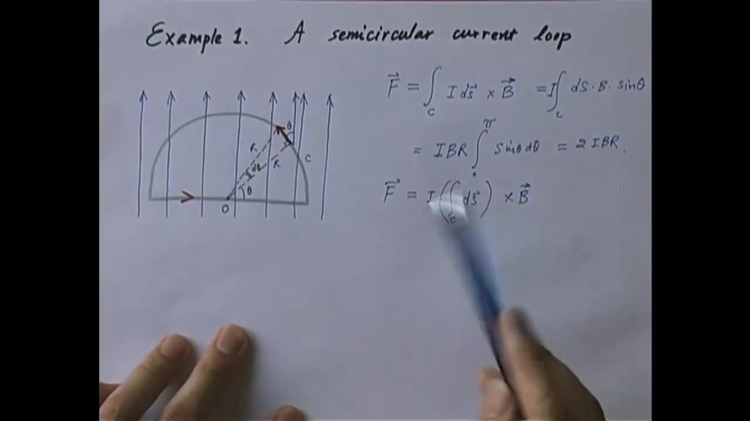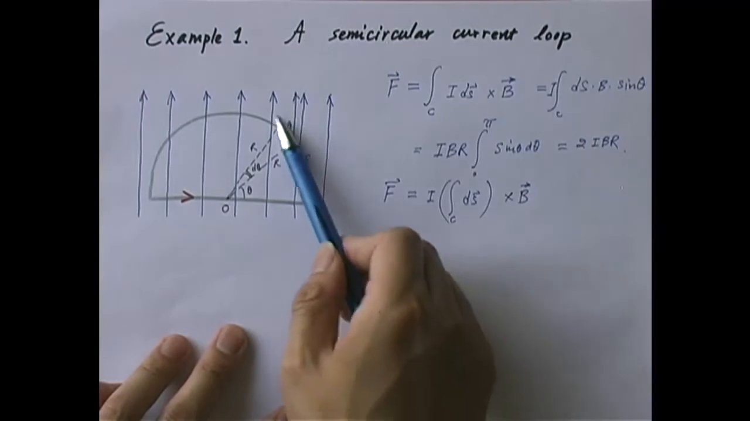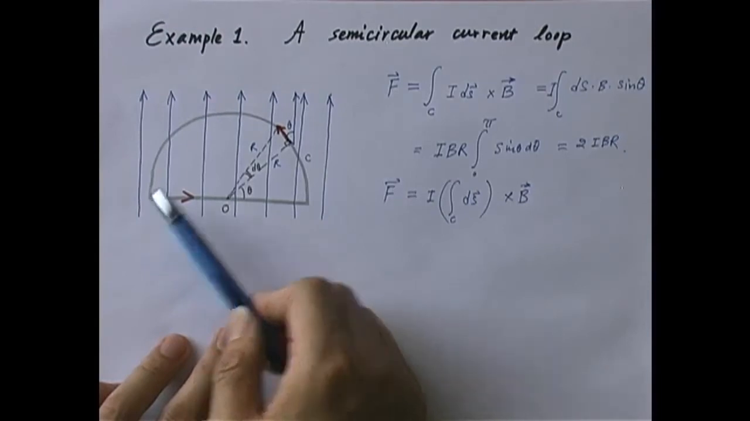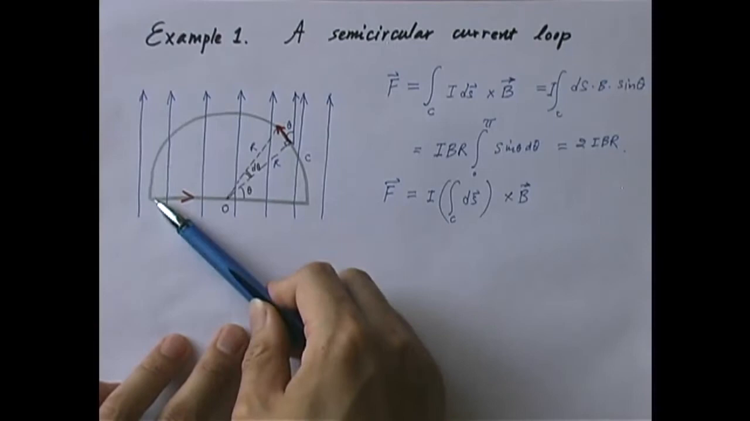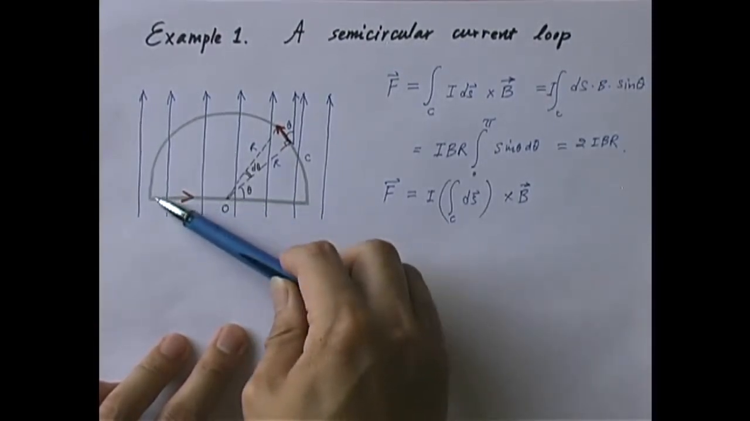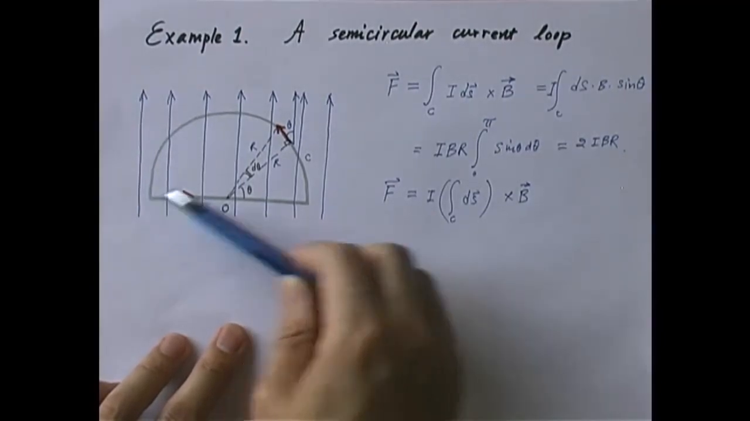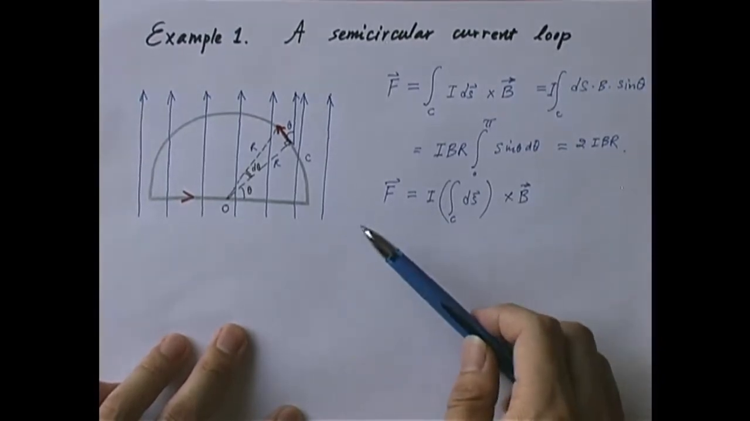Now, careful. About the semicircular loop, you're adding all the ds's up, one after another, after another. What are you getting? You will be getting a vector pointing from the beginning of the loop to the end of the loop. That's how we sum over all the ds. That's a vector with a length of 2r, the diameter, pointing this way. Now, when it crosses B, you get a magnetic force.